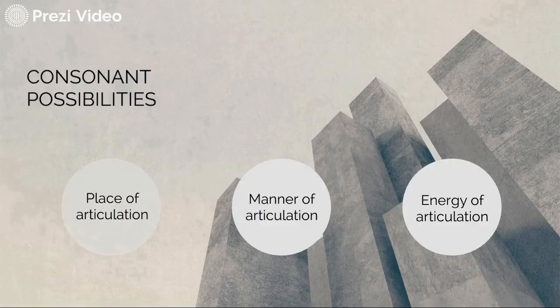We usually describe consonant phonemes in terms of their place of articulation, manner of articulation, and their energy of articulation. Now, the term place of articulation speaks for itself and is about the place in the vocal tract where the constriction of the air stream occurs. Manner of articulation concerns the type of constriction we are dealing with. And energy of articulation is about the distinction between so-called voiceless and potentially voiced consonants in English.